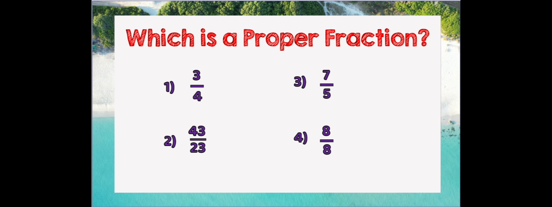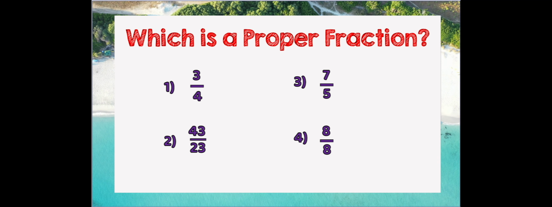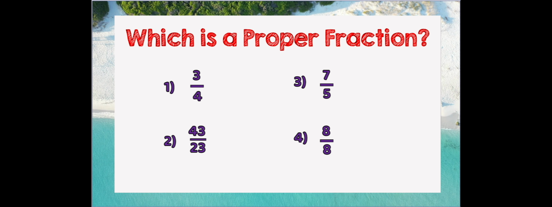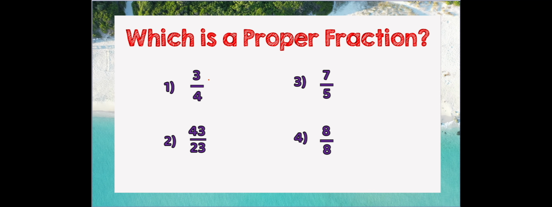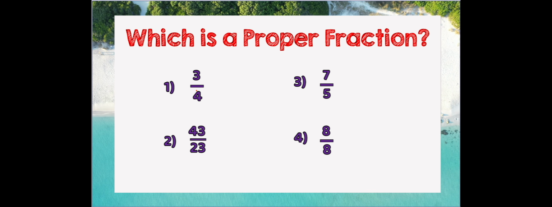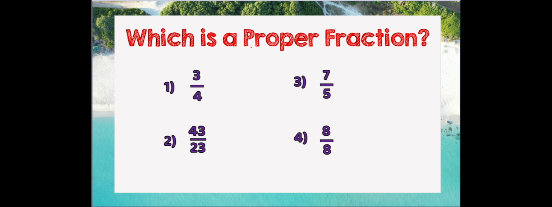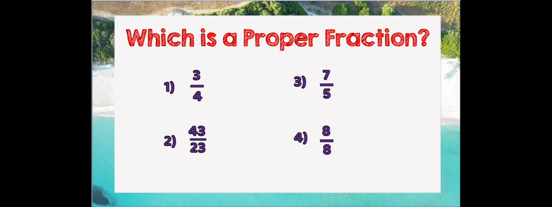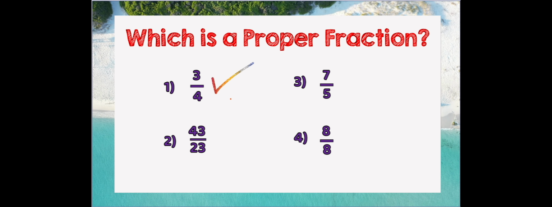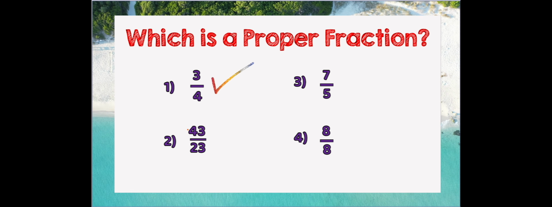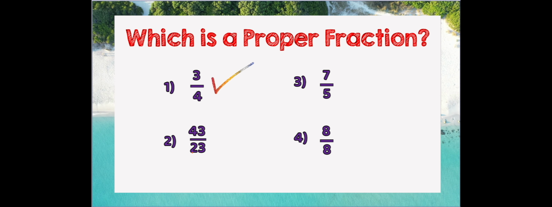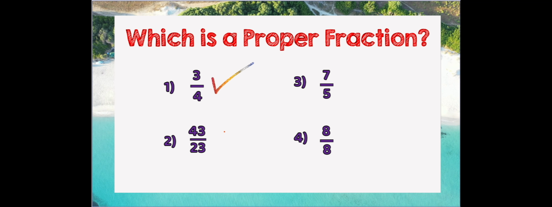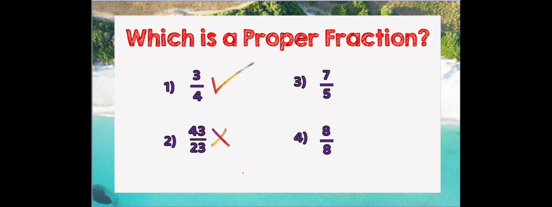Okay, now it's your turn. So we're going to identify which of these is a proper fraction. So in example number 1, we have 3/4. So here the numerator is 3 and the denominator is 4. In order for it to be a proper fraction, the top number must be smaller than the bottom number. So this is a proper fraction. In question number 2, we have 43 divided by 23. The numerator is bigger than the denominator, so this is not a proper fraction.